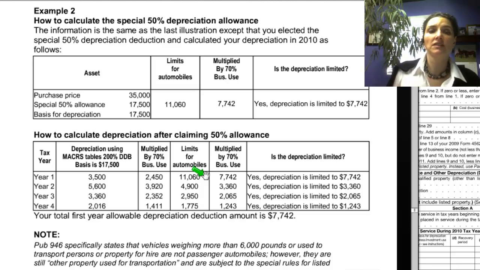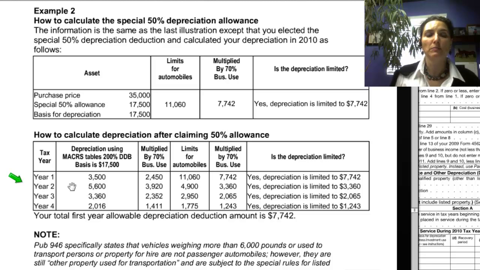So essentially, under normal circumstances, if the limit were not to apply, we would get 70% of $17,500 plus we would get 70% of $3,500. But instead of that, we're going to be limited to a total deduction for both bonus and regular depreciation in the first year on this vehicle of $7,742. Then we move on to year two, and what happens?